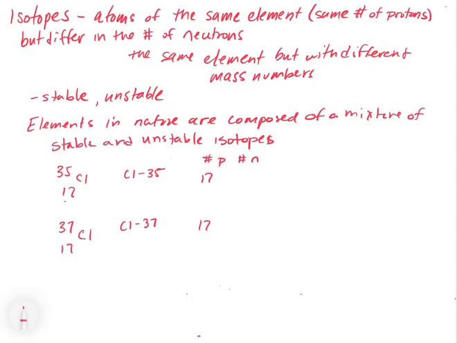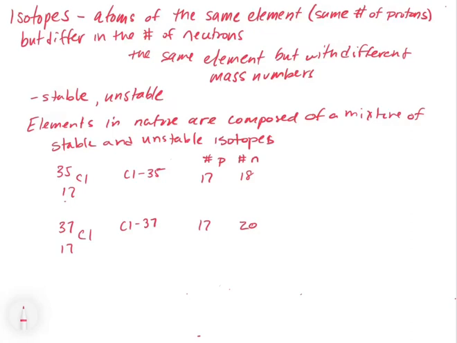So in the case of the 37, there's a difference here of 20. So we have 20 neutrons. And in this case, there's a difference of 18 in the proton and neutron number. So when you add 17 and 18, you get 35. When you add 17 and 20, you get 37. So you can see that these are both the same element because they have the same number of protons, but they vary in the number of neutrons. So that introduces the topic.